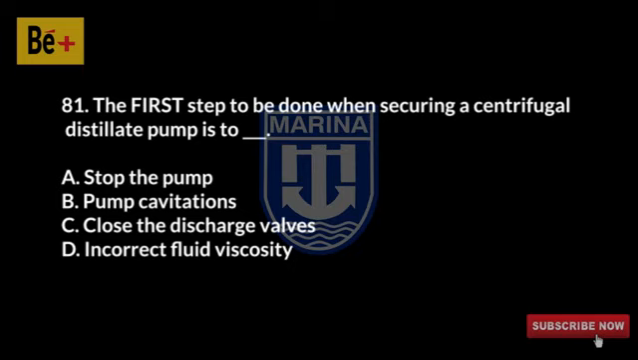The first step to be done when securing a centrifugal distillate pump is to: A. Stop the pump, B. Pump cavitation, C. Close the discharge valves, D. Incorrect fluid viscosity. The answer is C. Close the discharge valves.